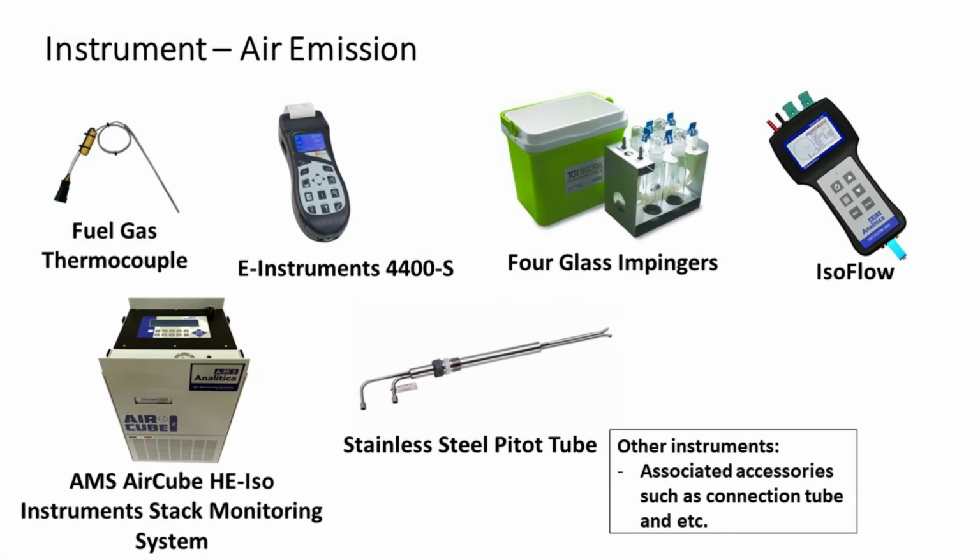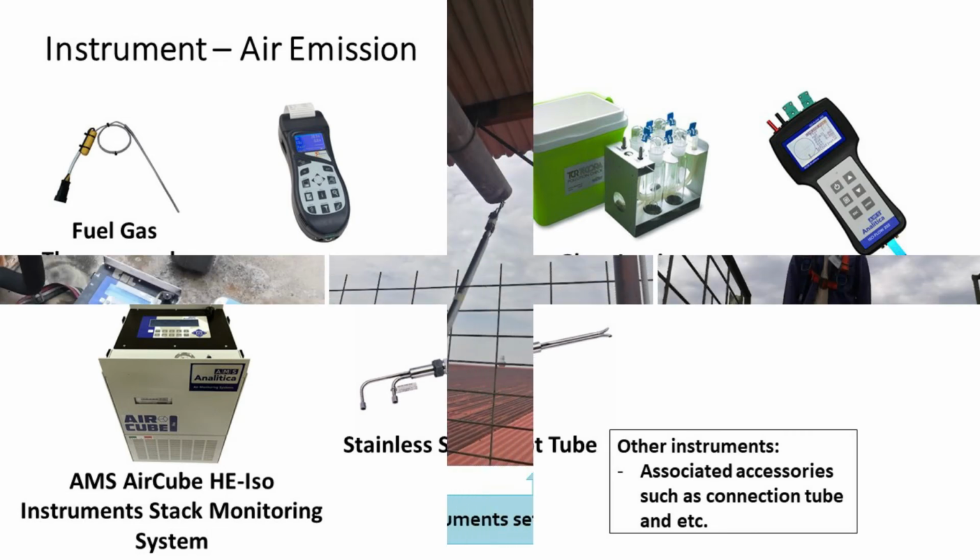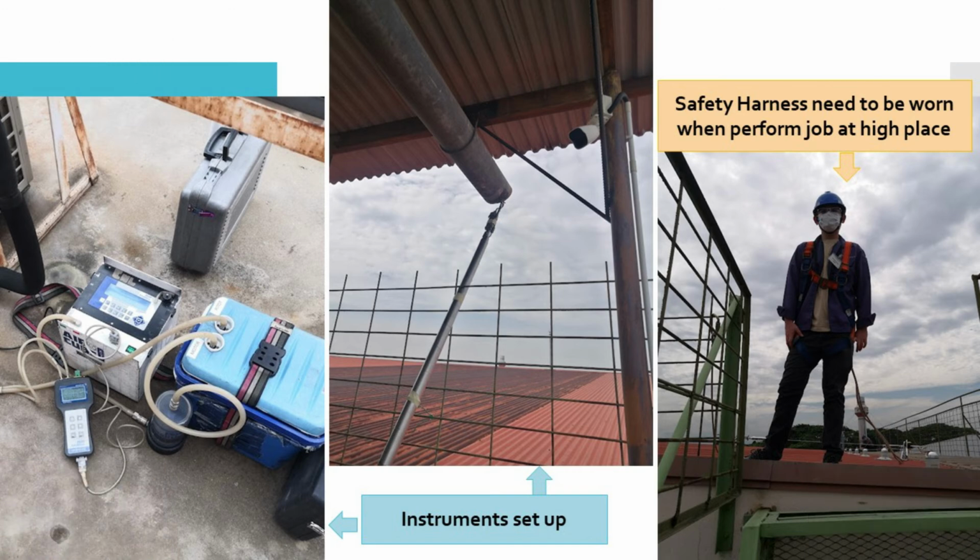The instruments used for conducting air emissions are flue gas thermocouple, E-instrument, impingers, isokinetic soft flow, AMS, air cube, pitot tube, and associated accessories. The E-instrument is used to measure parameters such as oxygen, carbon monoxide, nitric oxide, nitrogen dioxide, and sulfur dioxide, as well as combustibles, temperature, and draft before conducting air emission. The figure shows the instrument setup of air emissions. Besides that, a safety harness needs to be worn when performing jobs at high places.